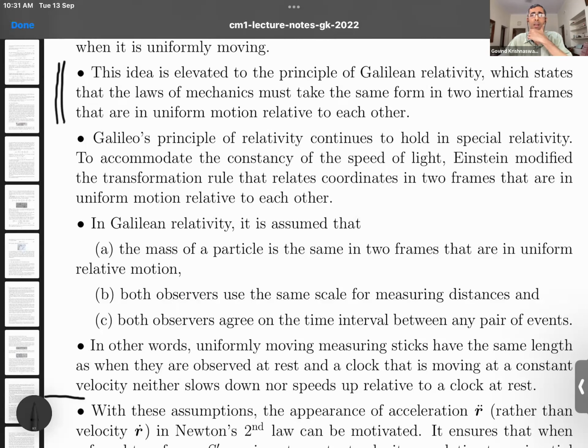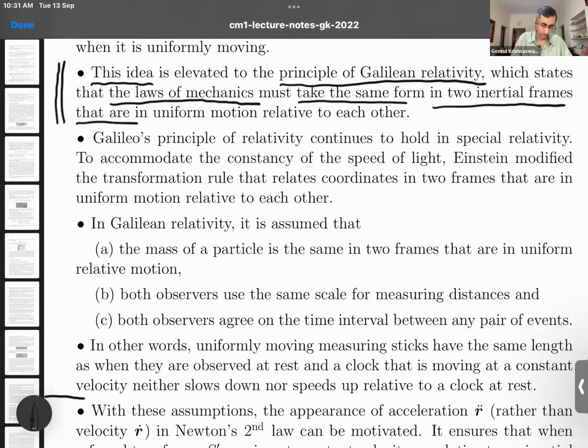Okay, so in other words, in order to encode this observation, we postulate this principle of Galilean relativity, which states that the laws of mechanics must be such that they take the same form in two inertial frames that are in uniform motion relative to each other. Okay, so I should probably have said that slightly differently. Suppose you have one inertial frame and the laws of physics are written in a certain manner over there. Yeah, maybe F equal to ma or other statements of that sort. And then you have another frame that is moving uniformly relative to it in any direction at whatever speed you wish. Then the laws of mechanics in that frame must look the same.